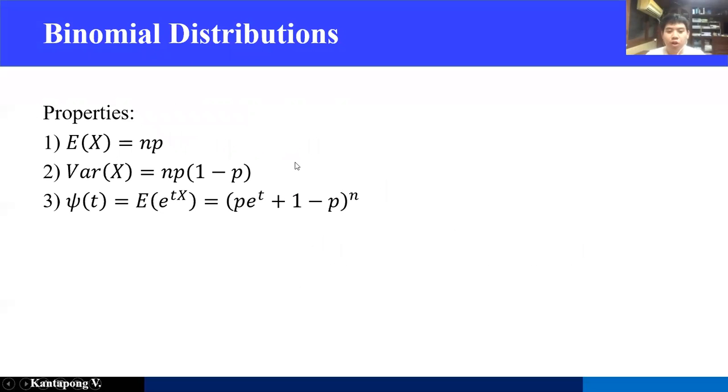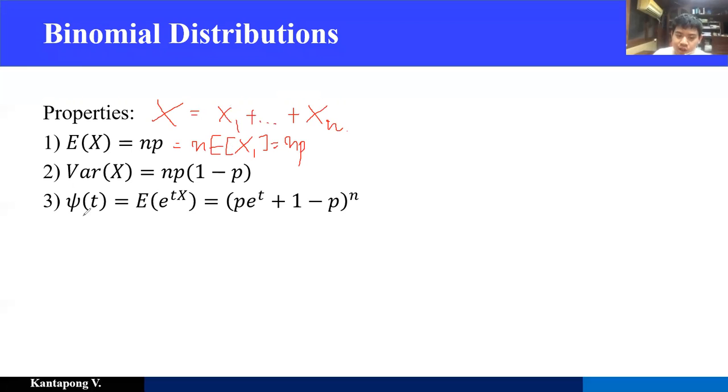So for the binomial distribution, we can say that X equals X1 plus up to Xn. So we can say that E of X is what? N times E of X1. And E of X1 is np, right? And the variance is a similar thing.